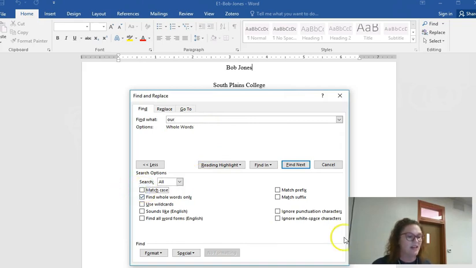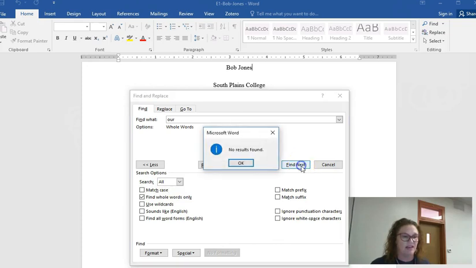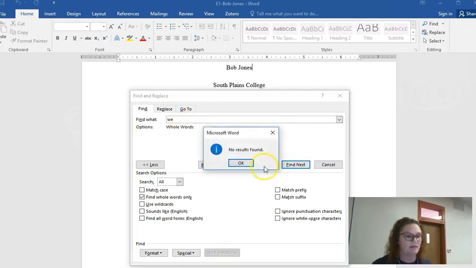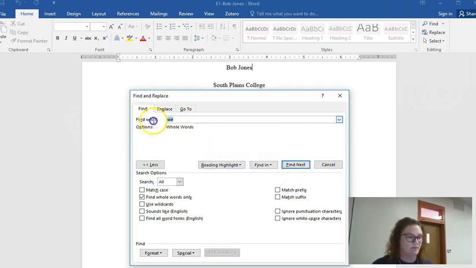I'm not going to match case here because in this particular instance I could have used our at the beginning of a sentence, which would have been uppercase, or in the middle of a sentence, which would be lowercase. But I am going to find whole words only. So let's do this. Find next. No results found. Awesome. I'm going to look for the next one. Us. No results found.